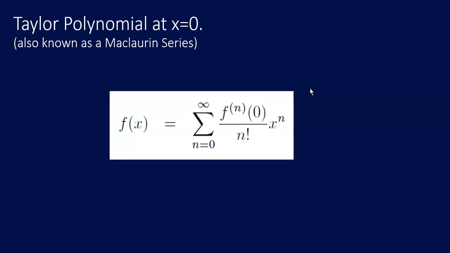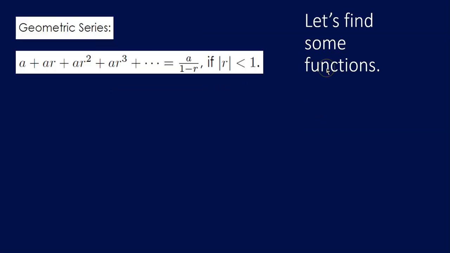From Tuesday, remember that we figured out that a function centered at 0 can be written in this form, where this stands for the nth derivative and we plug 0 in. If we can find the pattern for this, we can come up with a formula for the Taylor series for particular functions. So, first, let's remember the geometric series.